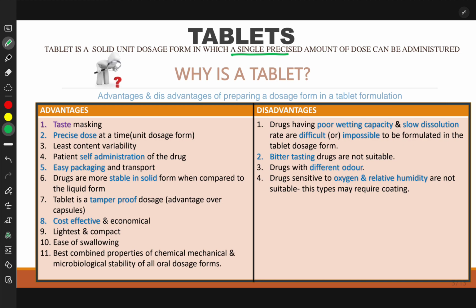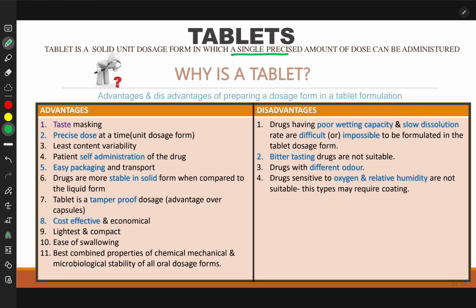Then, why a tablet? When you go into the market or any hospital, you will see that there are many tablets. When you see the ratio between the tablets and the liquid dosage forms like tonics, syrups, elixirs, etc., almost 80 to 85% of the market formulations are tablets. Why? Can anyone think why we prepare this much quantity of tablets?